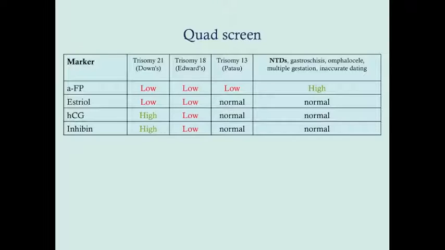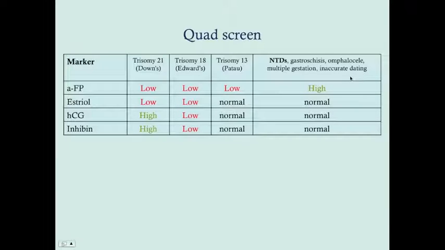So this is a quad screen here. I just want to include the inhibin. Here it is appropriately spelled. So with neural tube defects, you will have an alpha-fetoprotein level that's high. The rest of them, though, are going to be normal. And so alpha-fetoprotein elevation can be due to inaccurate dating. That's the first thing we think about.